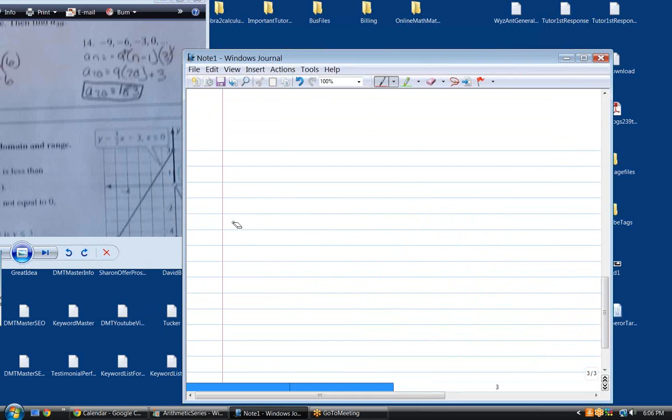Okay, what's the first term? So negative 9. What's the common difference? Common difference is always the difference. How much do you have to add to get from minus 9 to minus 6? Add 3. That's the common difference. Okay.